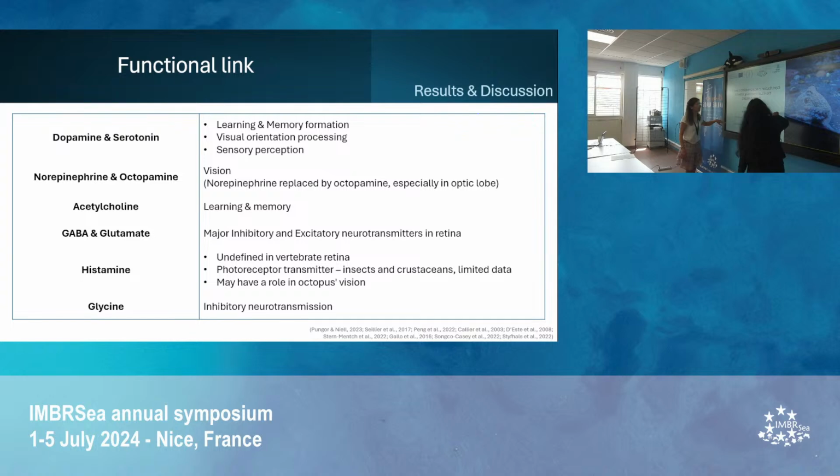Histamine's role is still undefined in the vertebrate retina, but it is an important photoreceptor transmitter in insects and crustaceans. However, the data is limited, so perhaps they could have a role in octopus vision as well.